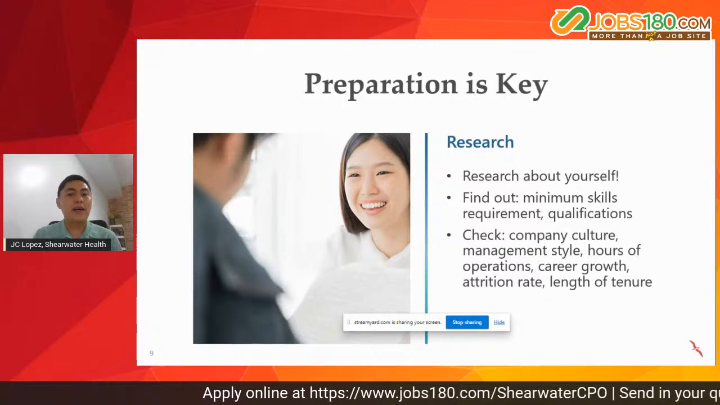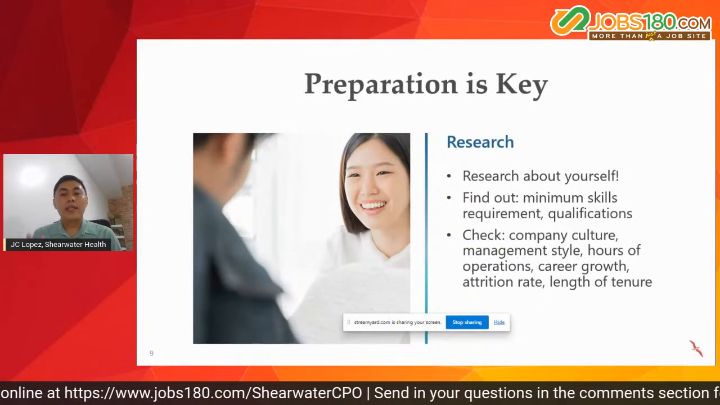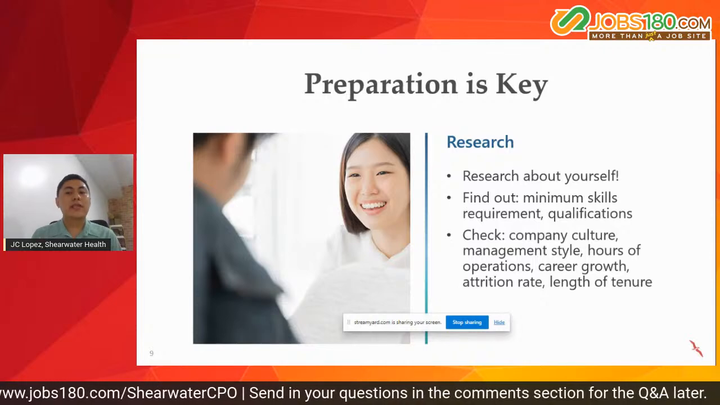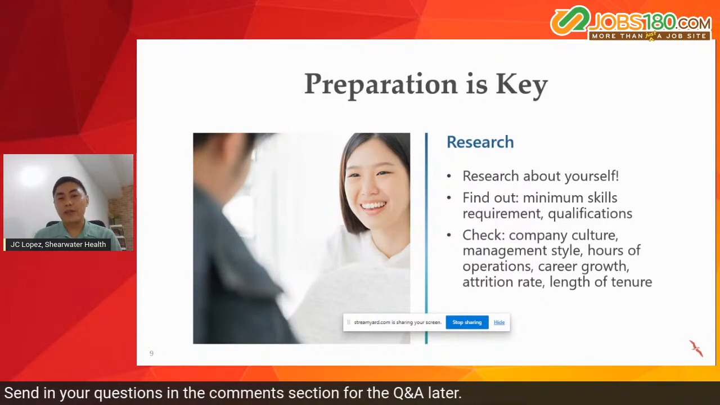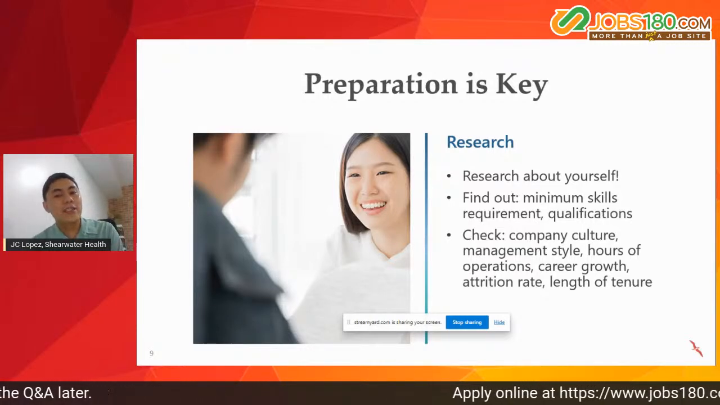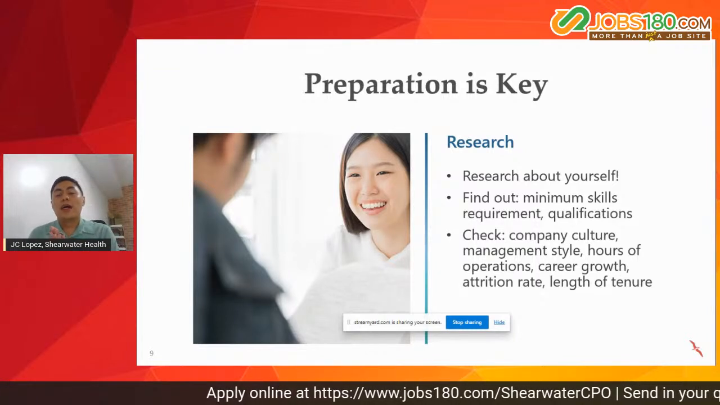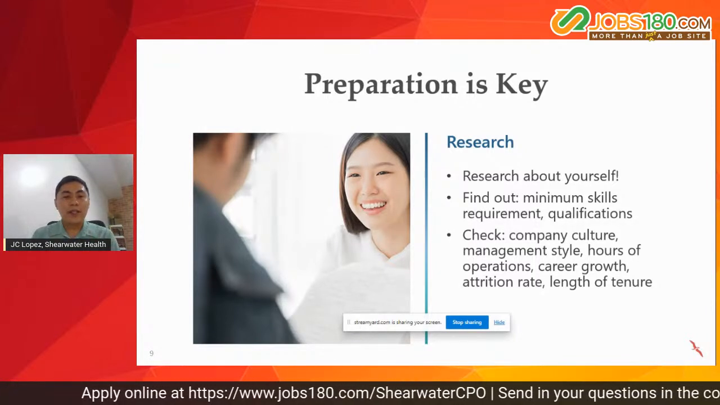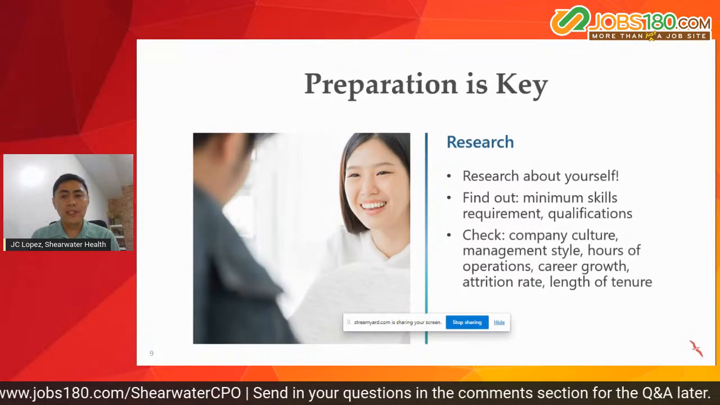So you find out the minimum skills, requirements, and qualifications of the job, and check company culture, management style, hours of operations, career growth, and length of tenure. So basically, you research about yourself, you research about the job, and you research about the company. At this day and age, doing your research is as easy as opening Google and typing the name of the company and the position title. There you have it, right?